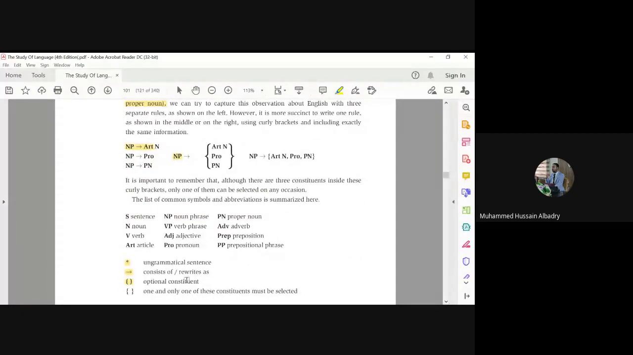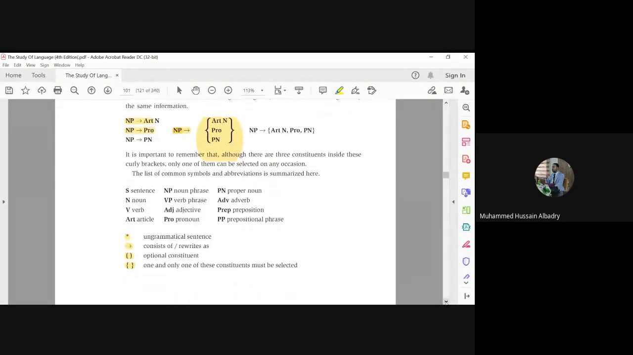Optional constituent means optional unit. This bracket here means one and only one of these constituents must be selected. You choose one of them. You say noun phrase article noun or noun phrase pronoun or noun phrase proper noun. One and only one of these constituents must be selected.